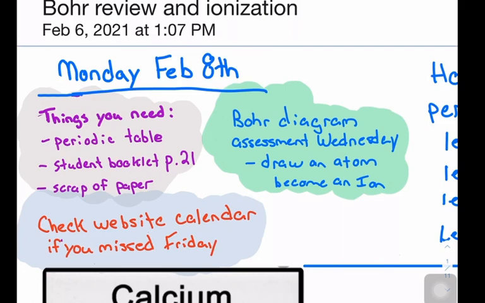On Wednesday, we're going to be doing a Bohr diagram assessment, and that'll just involve coming in and picking an element and drawing a diagram of it like we were working on Friday, and we'll do some more work with that today.